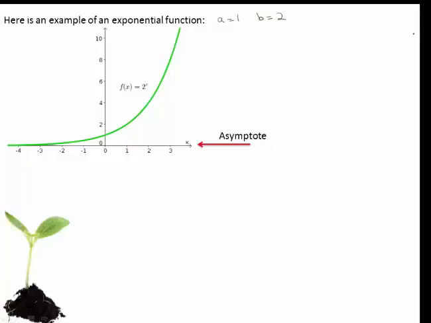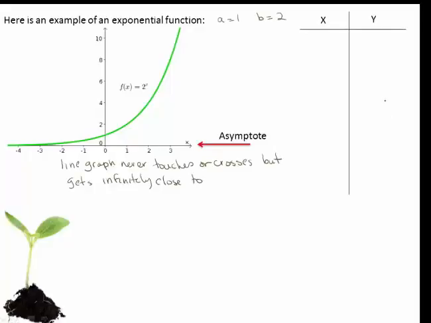Then the x-axis is known as the asymptote, because while it looks like this graph is touching the x-axis, an asymptote is a line that the graph never touches or crosses, but it gets extremely close to. Okay, and there should be arrows here. As you can see, this is going to continue to go up and up and up.